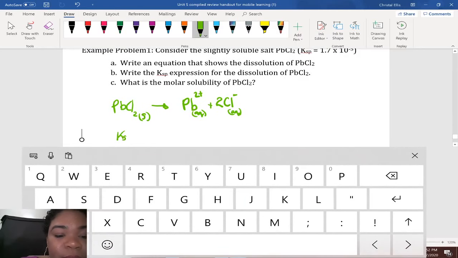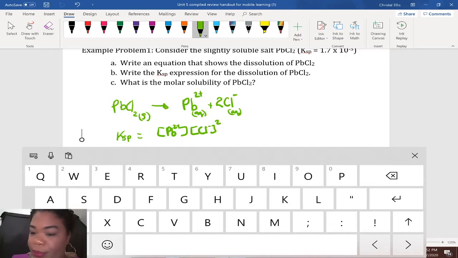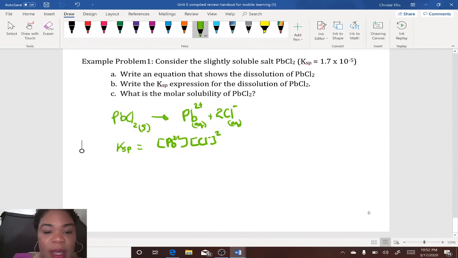Ksp is equal to the concentration of my products over my reactants, but my reactant is a solid and will not go into the equilibrium expression. So that will be lead, Cl minus raised to the second power. And then it says, what is the molar solubility of PbCl2? I can go ahead and create an ICE table.